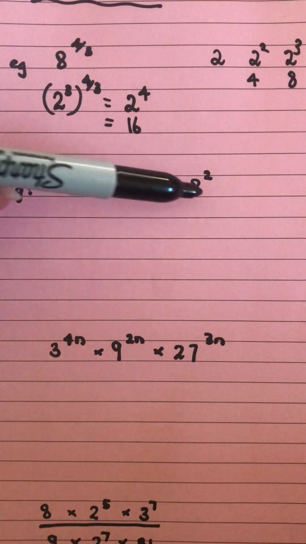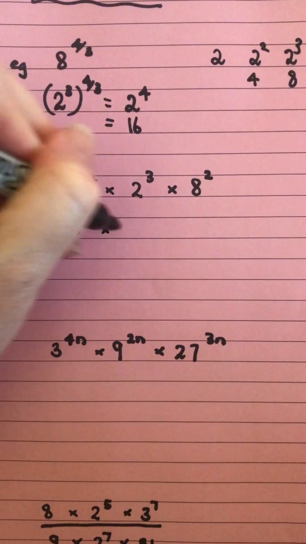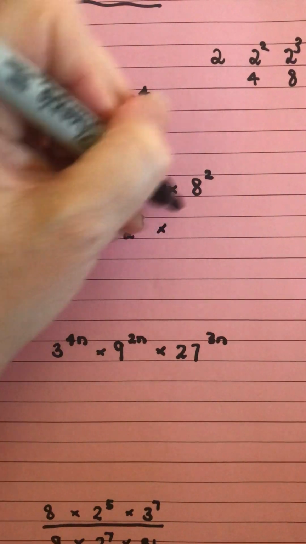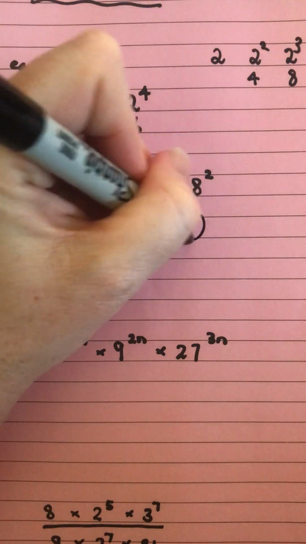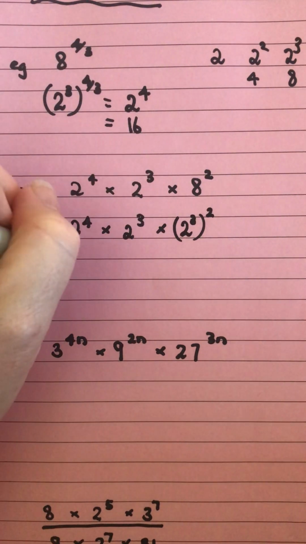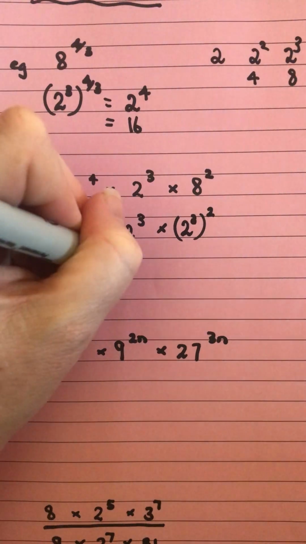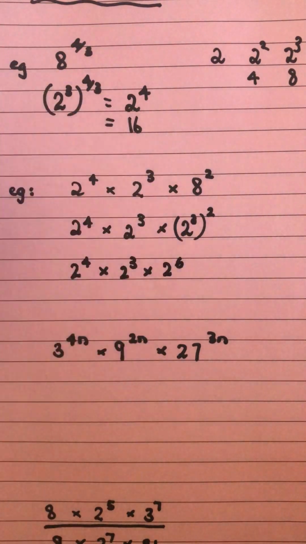powers here, but we've got one that isn't a prime. So we've got our 2 to the 4 is going to stay the same, 2 to the 3 is going to stay the same, but on my 8, remembering is 2 to the power 3, so I write that as 2 to the power 3, and it's being raised to a power of 2. So I can then simplify that as 2 to the power 4 times 2 to the power 3, and this is going to be 3 times 2, which is 2 to the power 6.